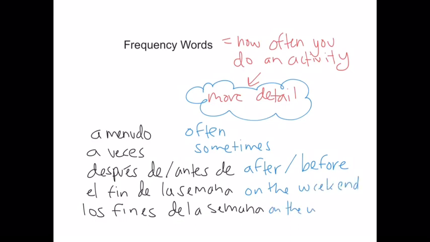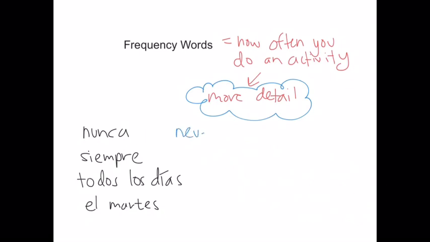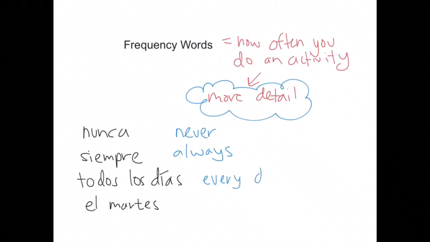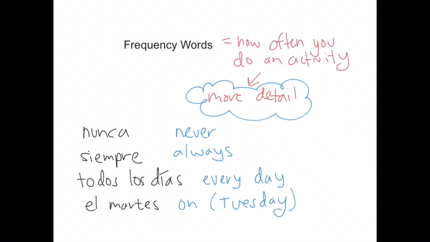Notice that it is el at the beginning. Then we've got on the weekends, los fines de semana. We do not use en to say on. We use el or los. Then we've got nunca, never. Siempre, always. Todos los días, every day. Or el martes would be like saying on Tuesday. Remember, we use the article here, so el, in order to say on.